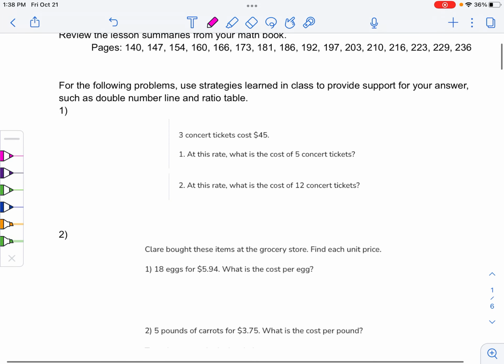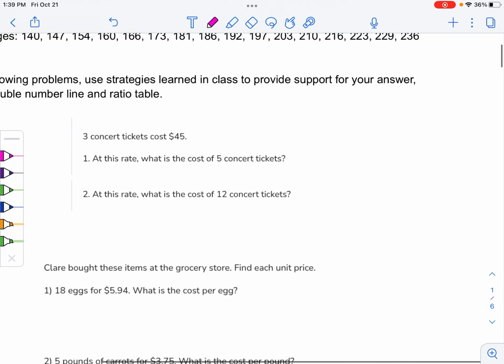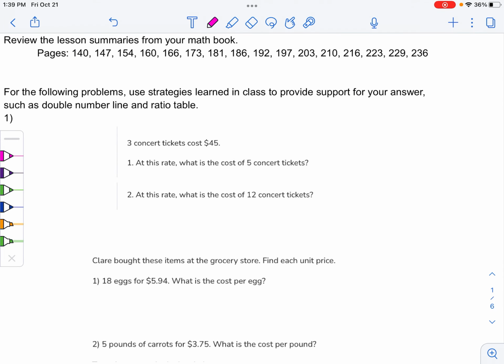So let's go. Let's see, number one here. Looks like we're doing a lot of stuff with unit rate. So 3 concert tickets cost $45. I'm going to build myself a ratio table because that sometimes helps me. And the two things I'm comparing looks like it's tickets and money. So I'm going to do tickets and money. And I know that 3 tickets cost $45. I know that because it tells me that. So I'm going to go ahead and find out how much one is.